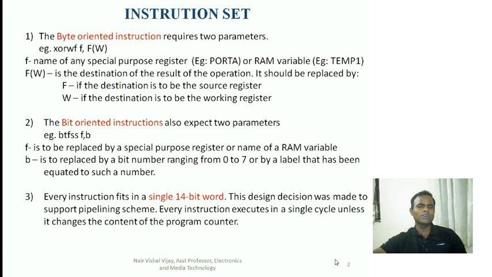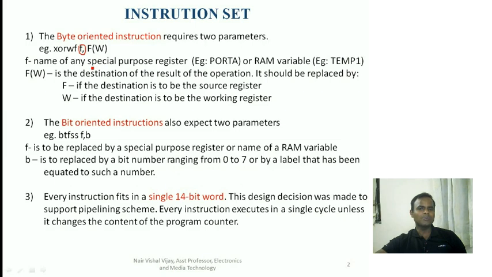Whenever you have to execute a byte oriented instruction, we can classify instructions into byte oriented and bit oriented. Whenever you have to execute a byte oriented instruction in a PIC microcontroller, you have to have two parameters, and those two parameters are small f, as you can see over here, and capital F. For example, if you take an instruction XORWF f comma F or W, the f is actually a notation for any special purpose register, like timer, like ports. So these registers or temporary registers or RAM variables have to be used.